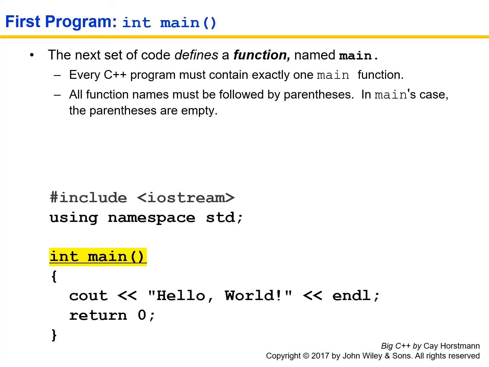Okay. The next set of code defines a function named main. Every C++ program must contain exactly one main function. You can't have two main functions and think that the compiler is going to pick one.